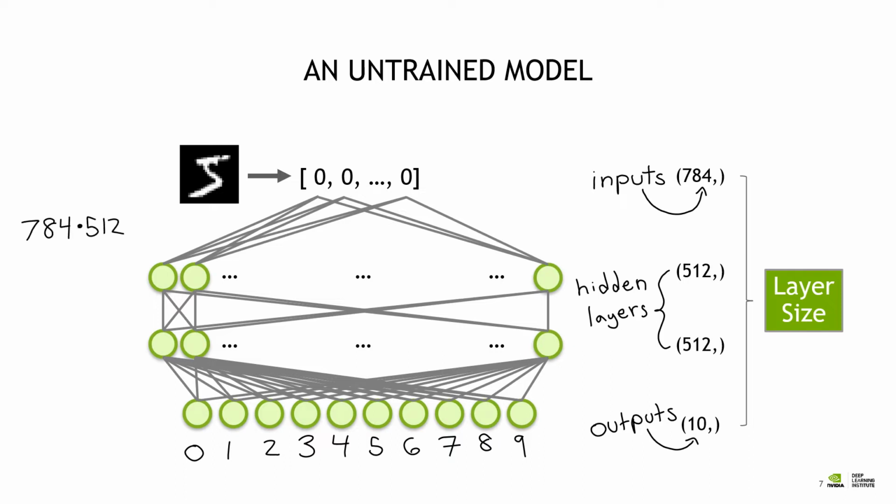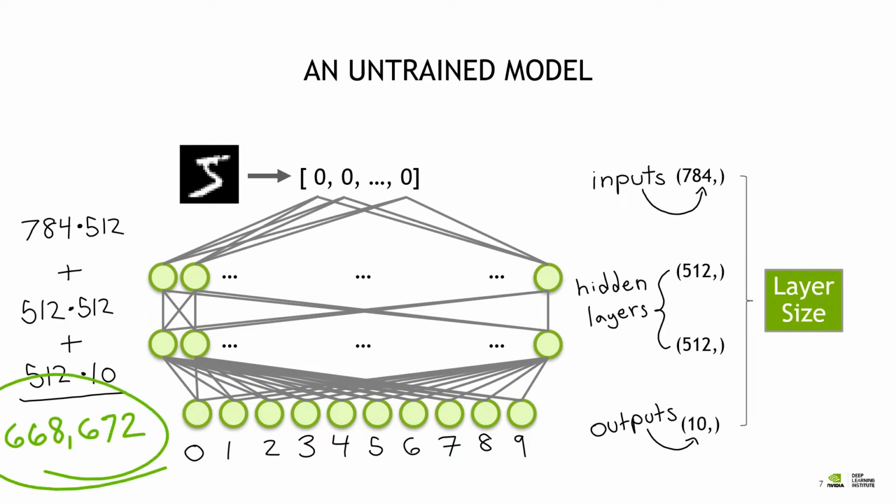784 times 512, plus 512 times another 512, plus 512 times 10. Looking at this, can you guess what the approximate magnitude is? We have 668,672 connections.